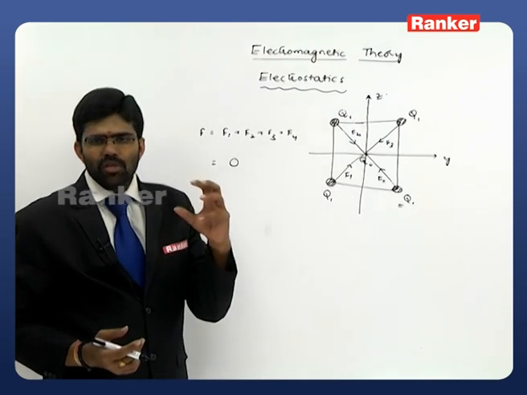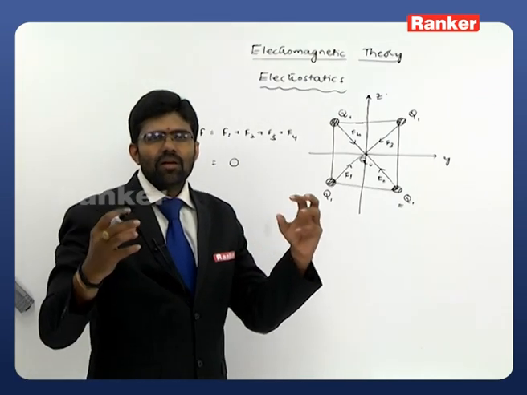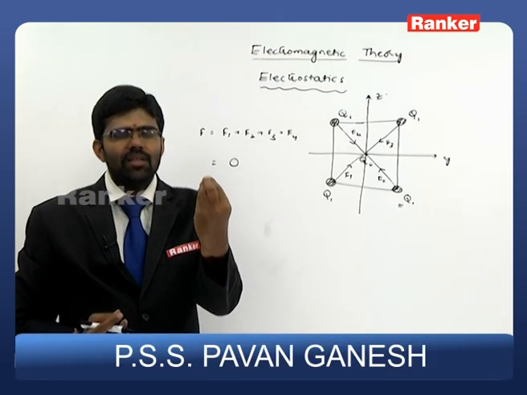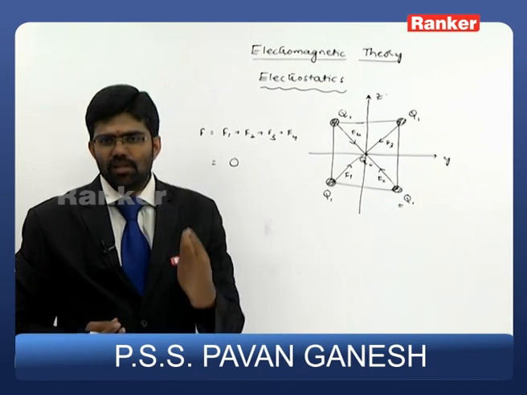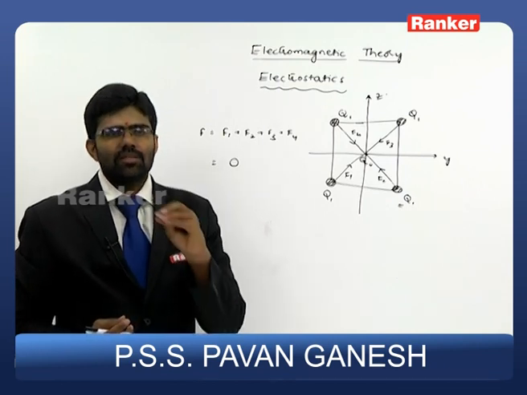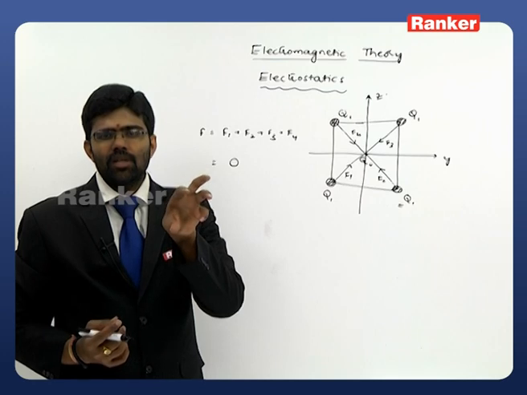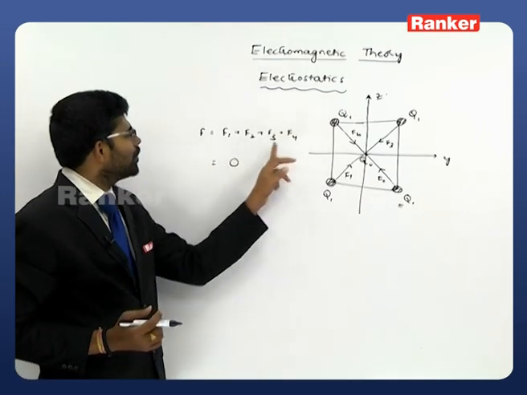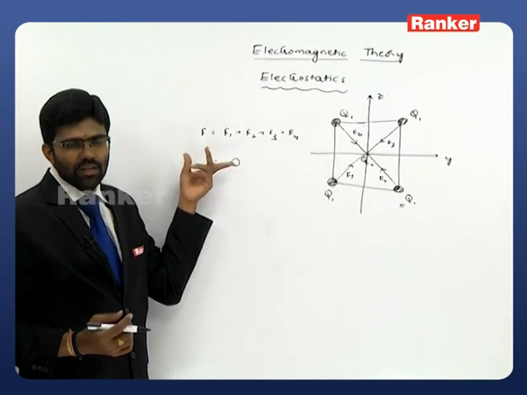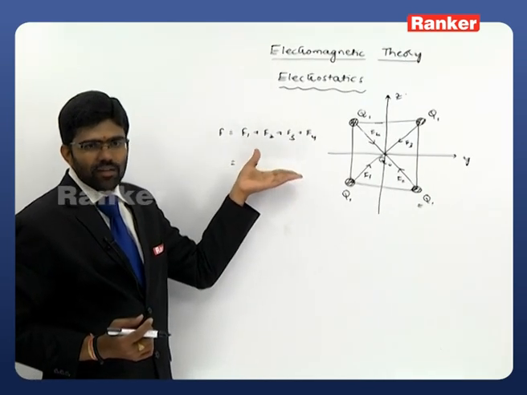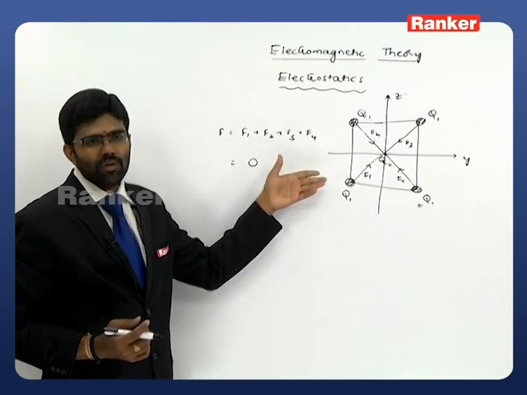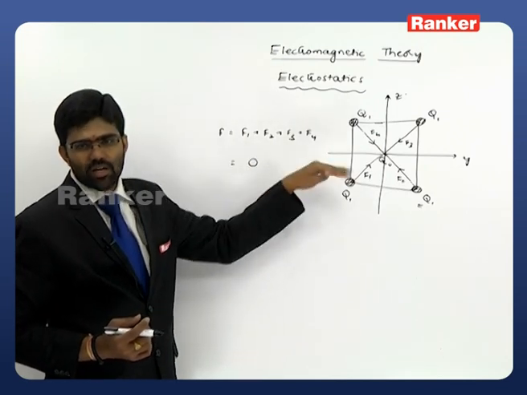8 equal charges are placed along the corners of a cube. What will be the total force acting exactly at the center point when there is a charge? Simply, it is 0. The force acting on that particular charge is 0. Practically, we can calculate the individual forces and add them, by taking the equation and substituting. But with observation also, we can say what the force acting on a charge is.